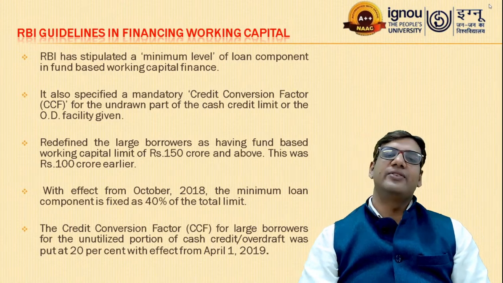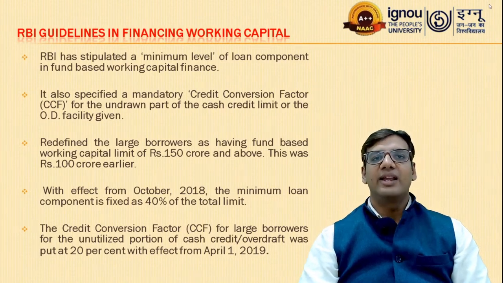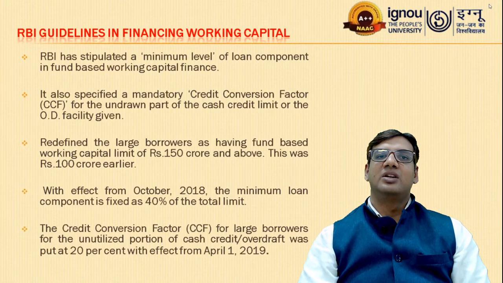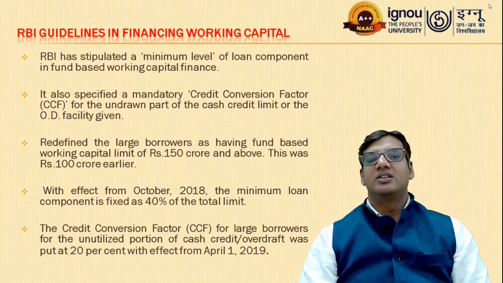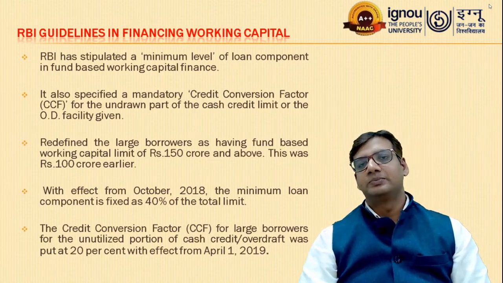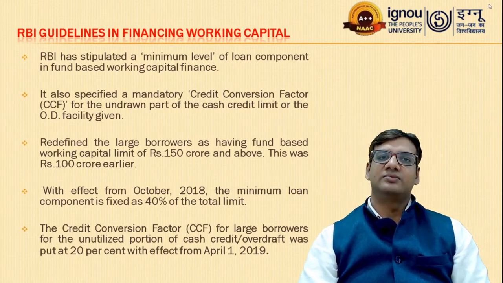Third point is redefined the large borrowers as having fund-based working capital limit of rupees 150 crore and above. This was rupees 100 crore earlier. So RBI increased this limit from 100 crore to 150 crore.